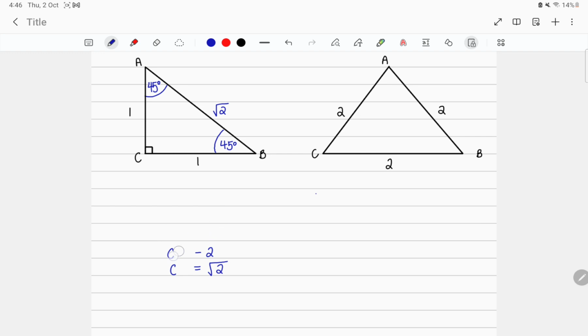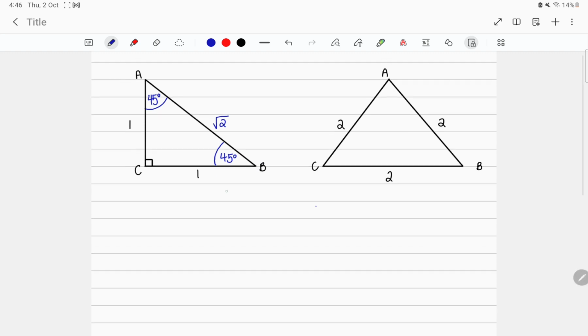So now that we have the lengths of all three sides and we know all three angles, we can go ahead and work out some of our trig ratios. I can use any of these 45-degree angles to work out the trig ratios for 45 degrees. Now remember our acronym SOHCAHTOA. So sine relates the opposite and the hypotenuse.